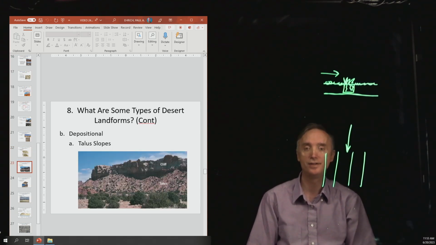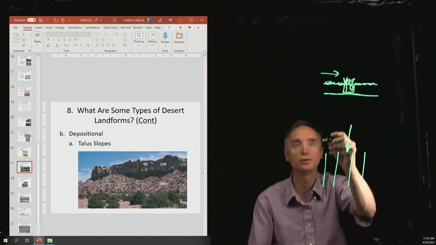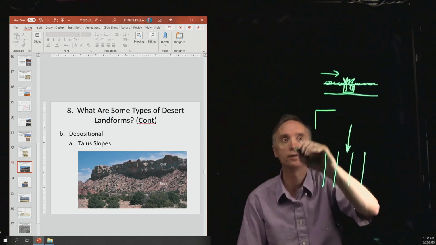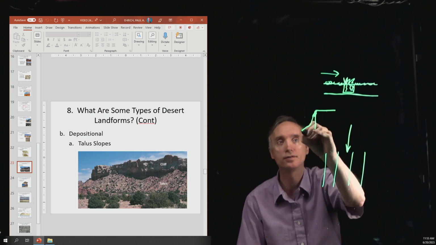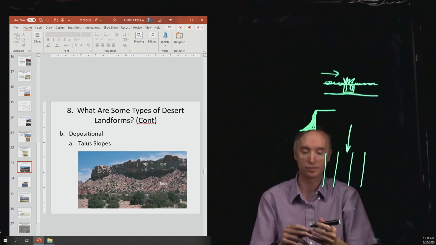All right, what about depositional structures? So one example of this is a talus slope. And so in this case, you have a cliff like this, and then as material is eroded from the cliff, it's going to fall down and it's going to make a debris slope like this, and so that's a talus slope.